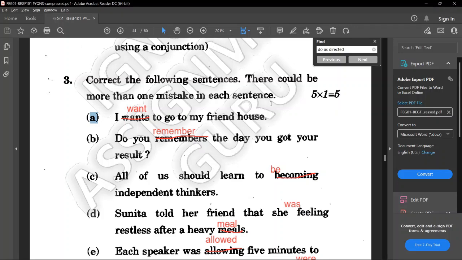I'm sorry for the mistakes that are being made here, guys. Anytime I notice a mistake, I'll make sure to correct it and show you the right version. Next up, B. Do you remembers the day you got your result? You remembers is again not the right verb, so it'll be you remember.